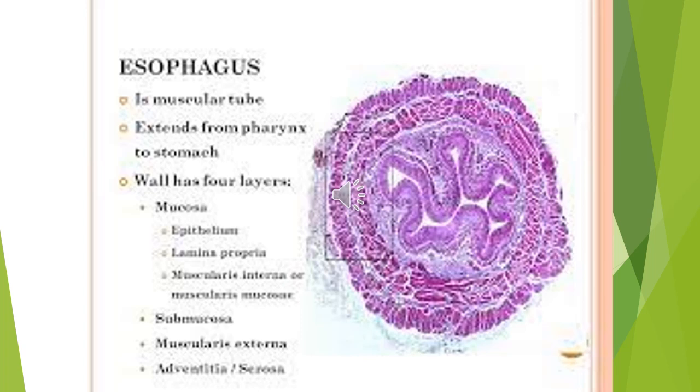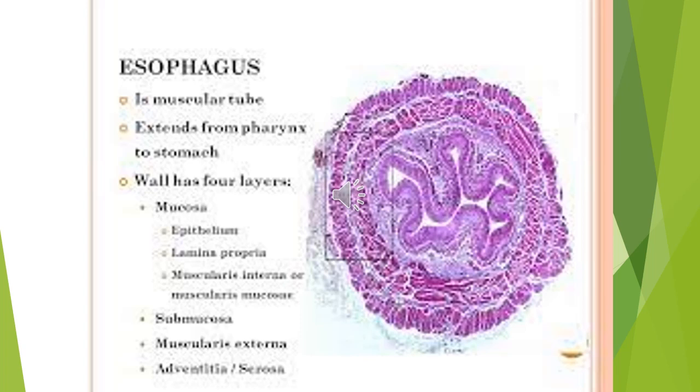This is the gross appearance, but when you study the esophagus under the microscope, you will see that it is composed of four layers. Number one is the mucosa, in which you will see the epithelium, just below it the lamina propria, and then the muscularis mucosae. Then just outside the mucosa you will see the submucosa. The third layer is the muscularis externa, and the fourth layer is the adventitia and the serosa.